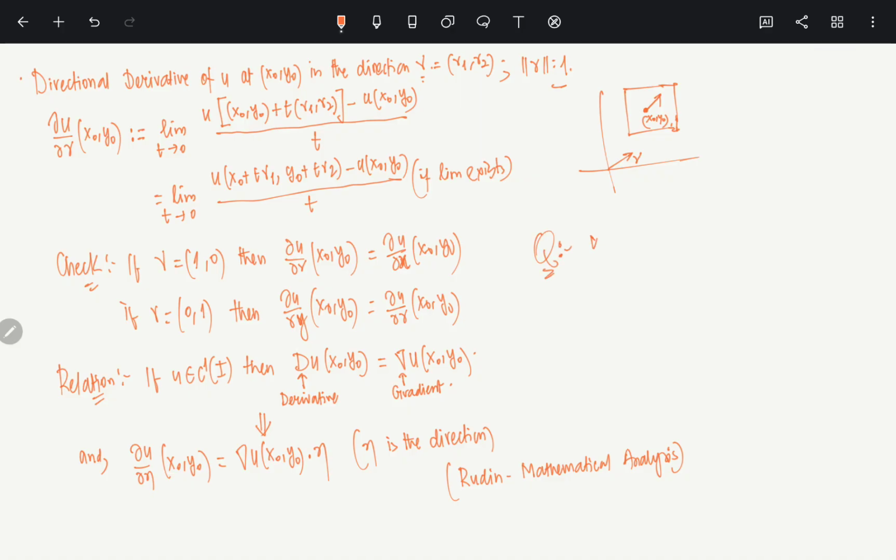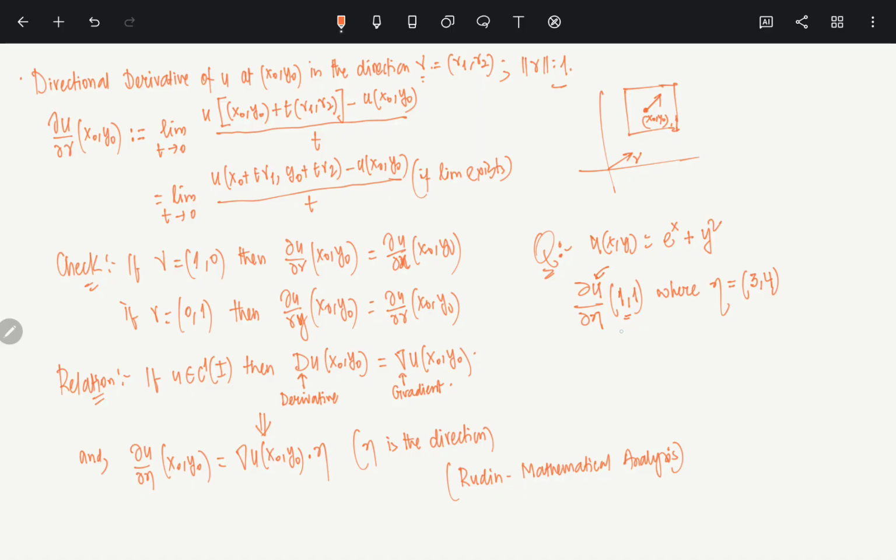Let's say that I give you the function u of x, y to be e power x plus y square. Okay, now can you find the partial derivative of u in the direction eta, let's say, at the point 1, 1, where eta is the direction 3, 4? So eta is the vector 3, 4, it has a particular direction, right? So in that direction I want to see what is the directional derivative of u at the point 1, 1.